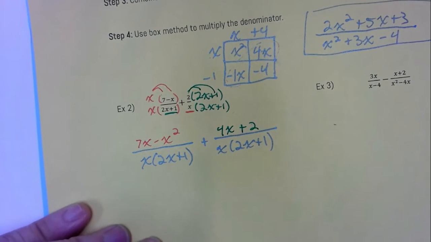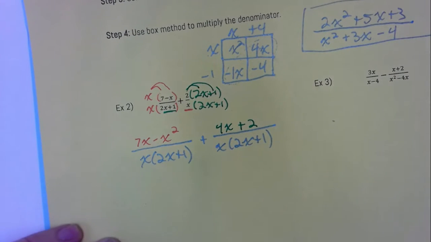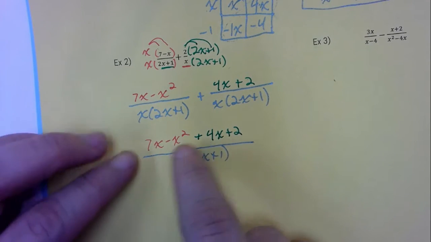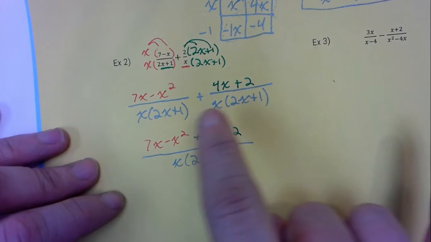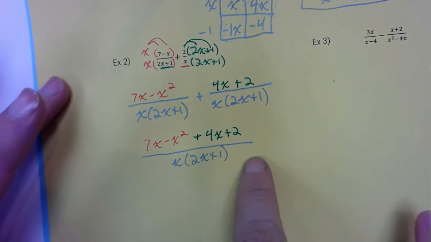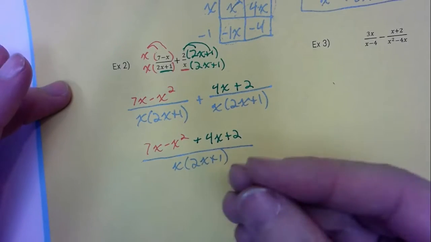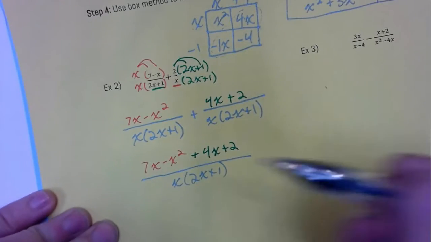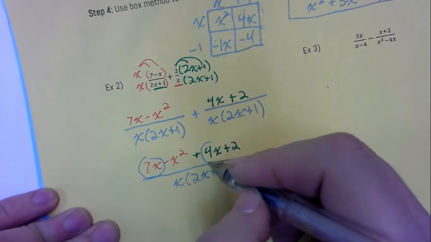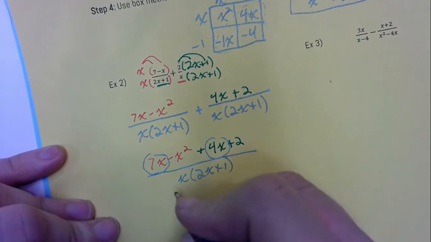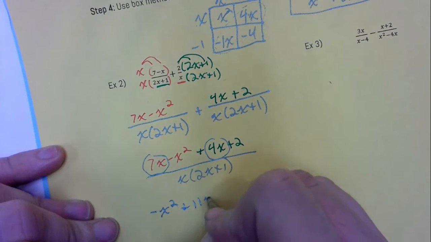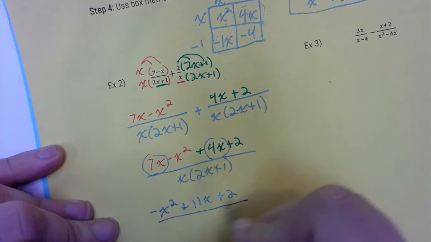And then what would you do? Hopefully you said you would just go ahead and combine the numerators. We still have to combine like terms, which we'll do next. And make sure you put it just over the combined denominator. Don't try to add denominators together. That's not what we do. So go ahead and combine like terms, which is 7x and 4x. So we get negative x squared plus 11x plus 2 over x times 2x plus 1.